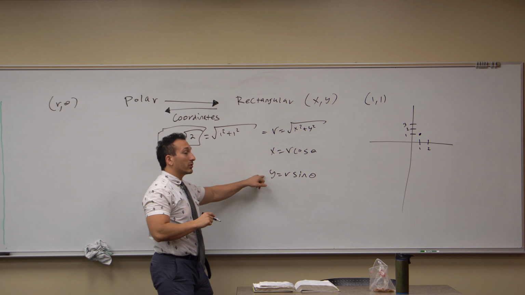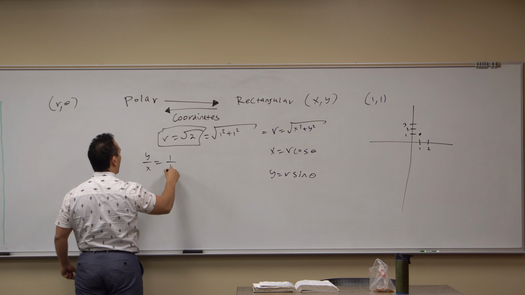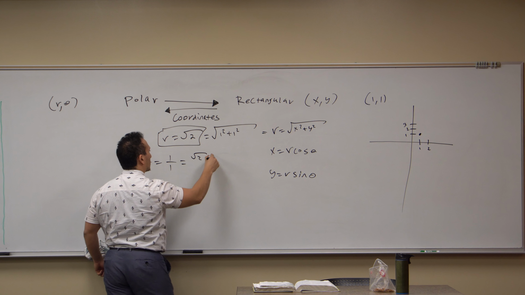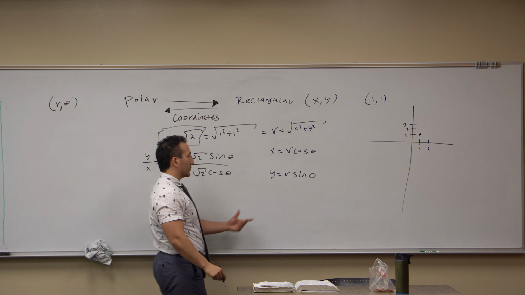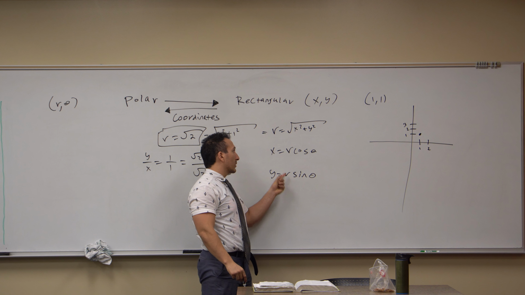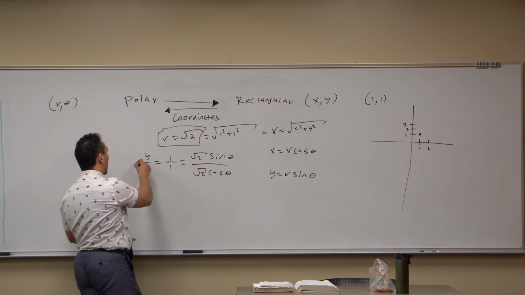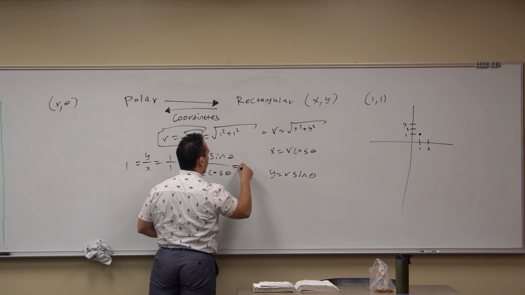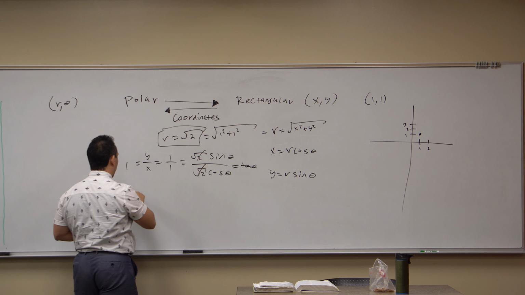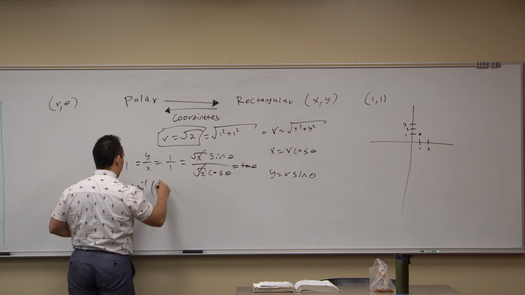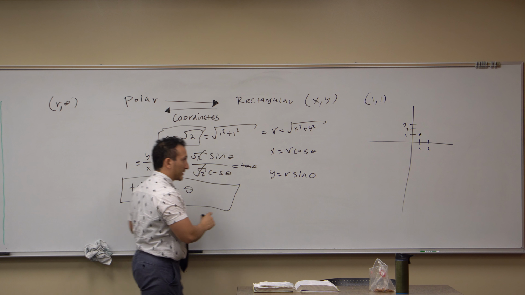Now, we take the ratio of y over x to get tangent. Y over x is really 1 over 1, which is equal to root 2 sine theta divided by root 2 cosine of theta. Remember, I know r now is root 2. X is 1, y is 1. So y over x is 1 over 1, which ends up becoming 1. And this ends up becoming tangent of theta as the root 2's cancel. So now to solve for theta, I take the tangent inverse of both sides, which reduces to finding what the tangent inverse of 1 is.